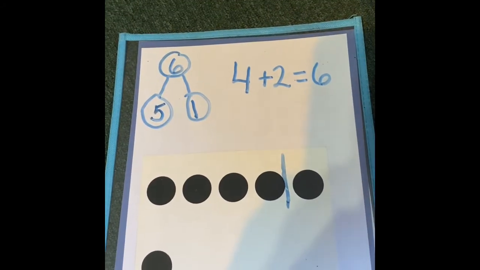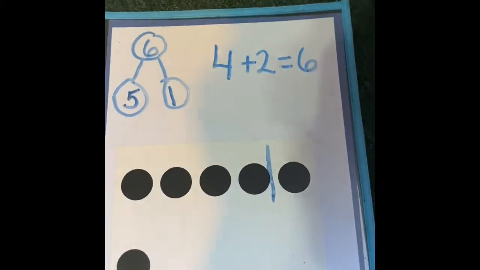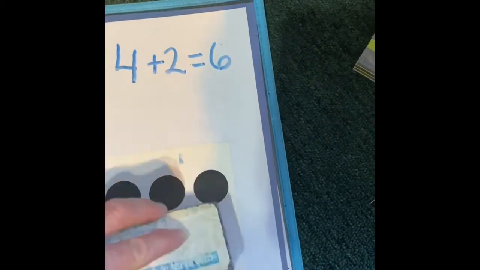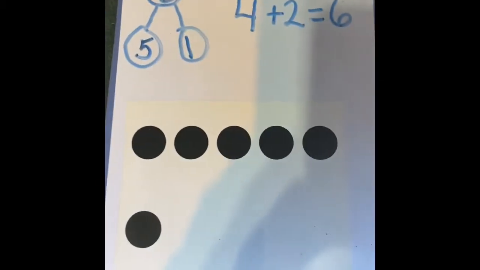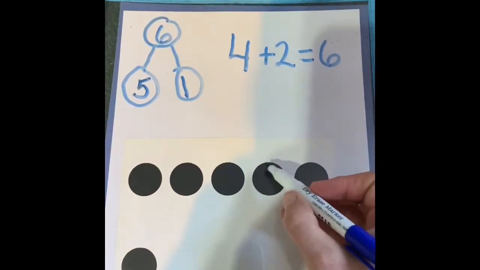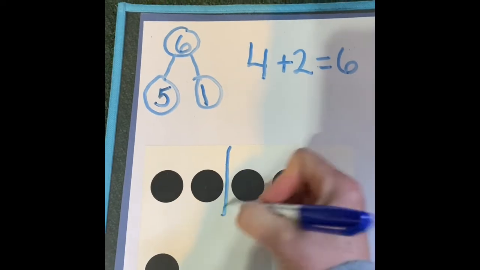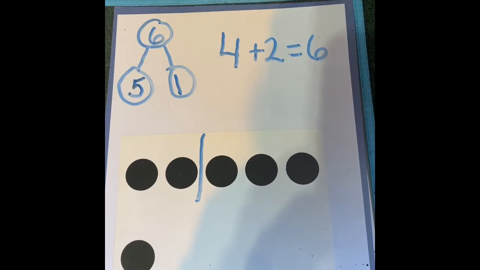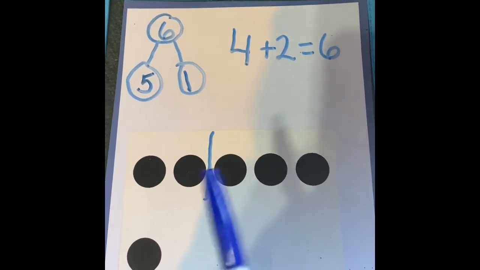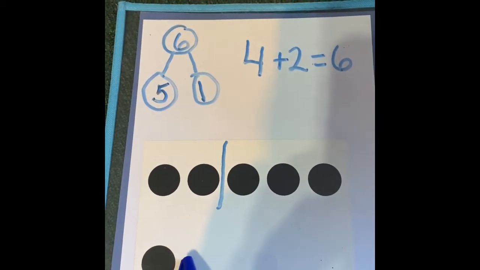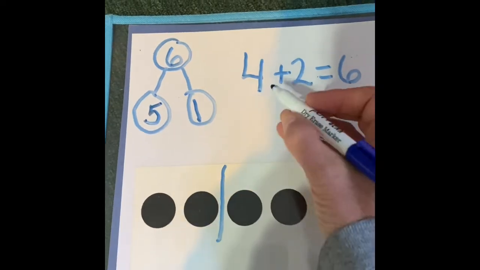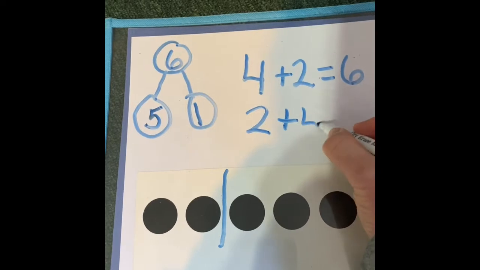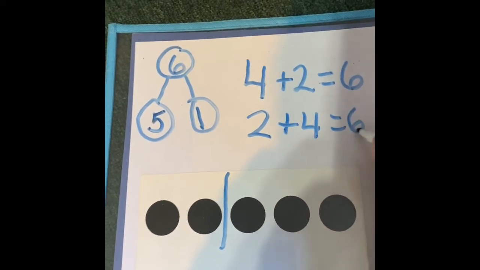All right, let's try one more. Okay, let's try another line. How about here? All right. What are my parts now? Say, hey, Mrs. Hannigan, you have a 2 part and a 4 part. Kind of like up here. Right, we can still just switch it. Remember, reverse it. 2 plus 4 equals 6.